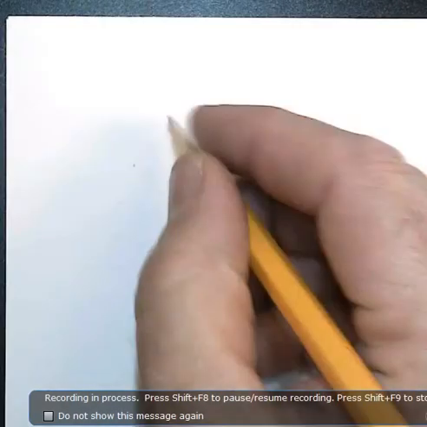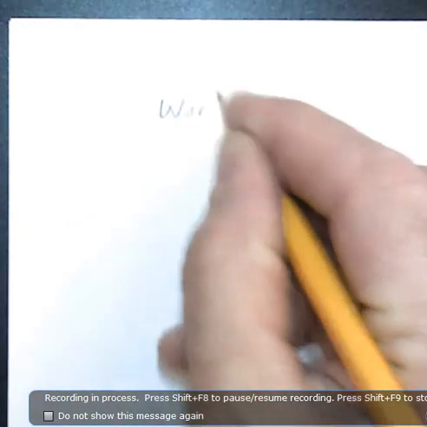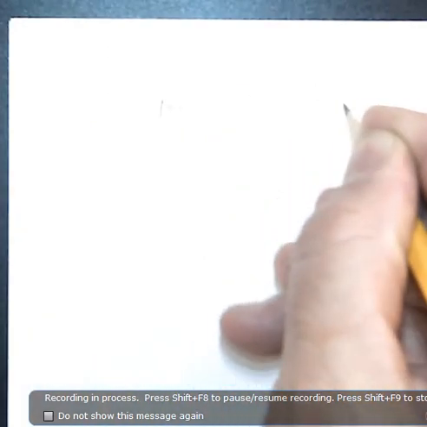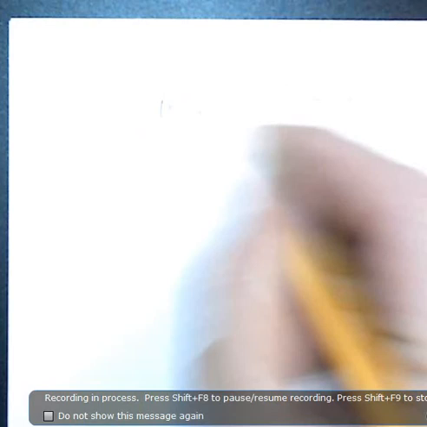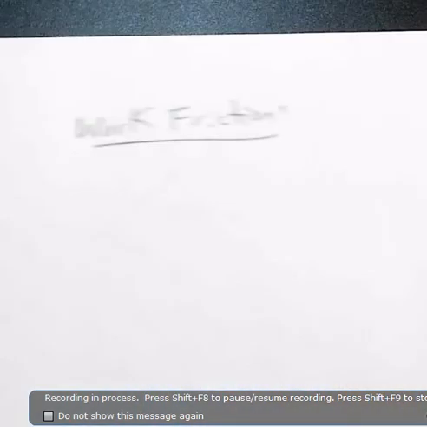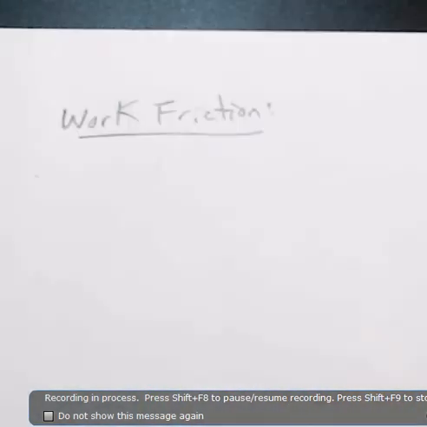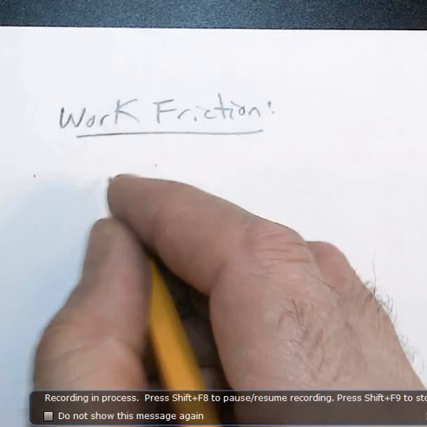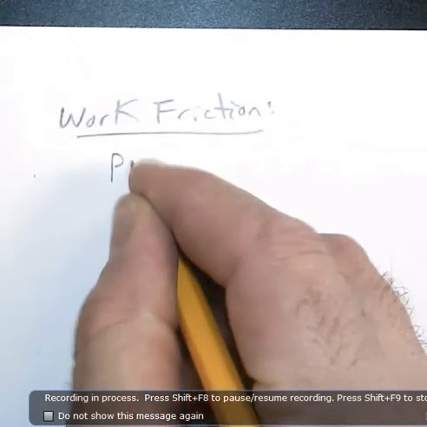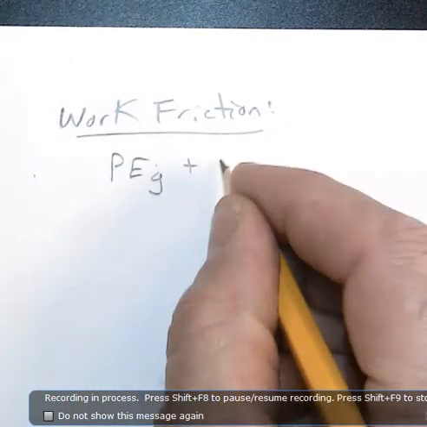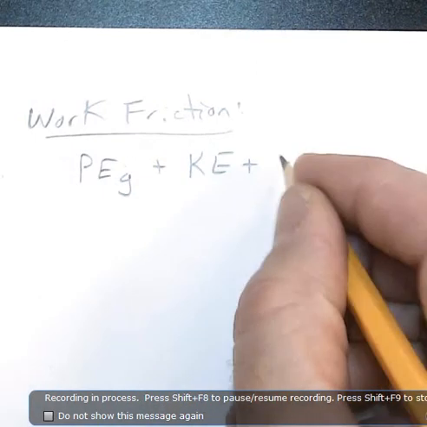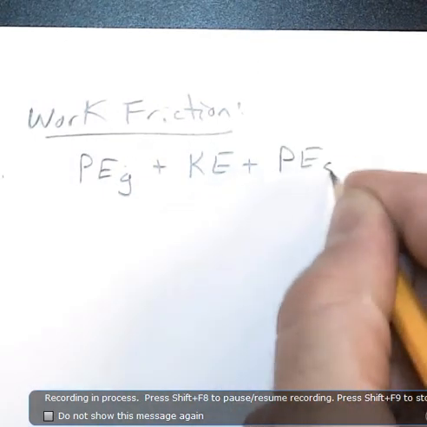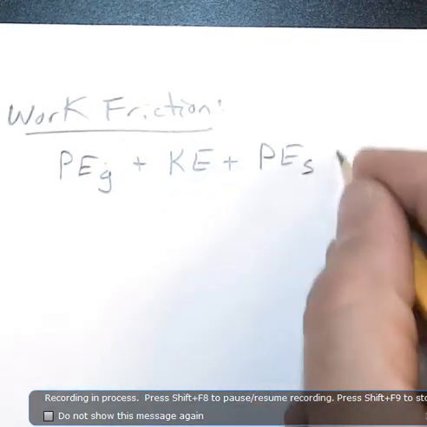Today we're going to learn about work friction. What we know is it's one of the four forms of energy. So far, we have PE, gravitational, kinetic energy, and potential spring. Today we're going to add work friction.